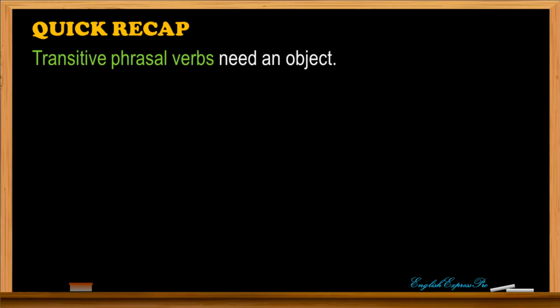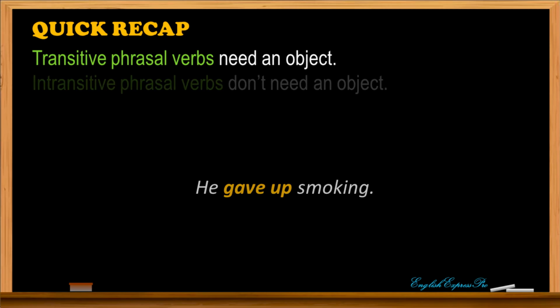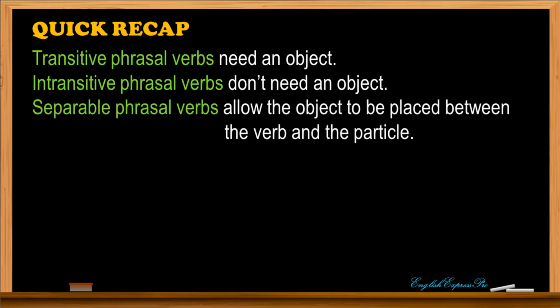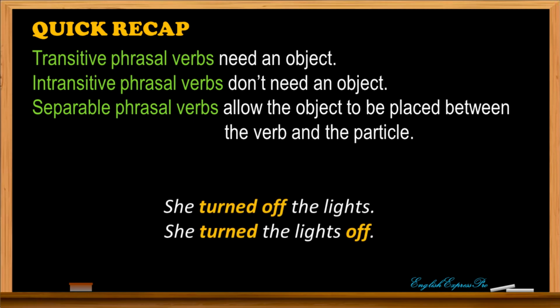Let's do a quick recap. Transitive phrasal verbs need an object. He gave up smoking. Intransitive phrasal verbs don't need an object. He woke up early. Separable phrasal verbs allow the object to be placed between the verb and the particle. She turned off the lights. Or, she turned the lights off.